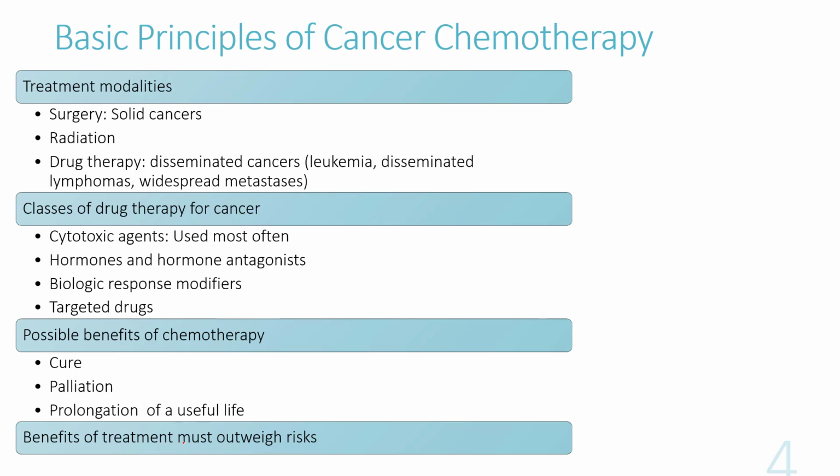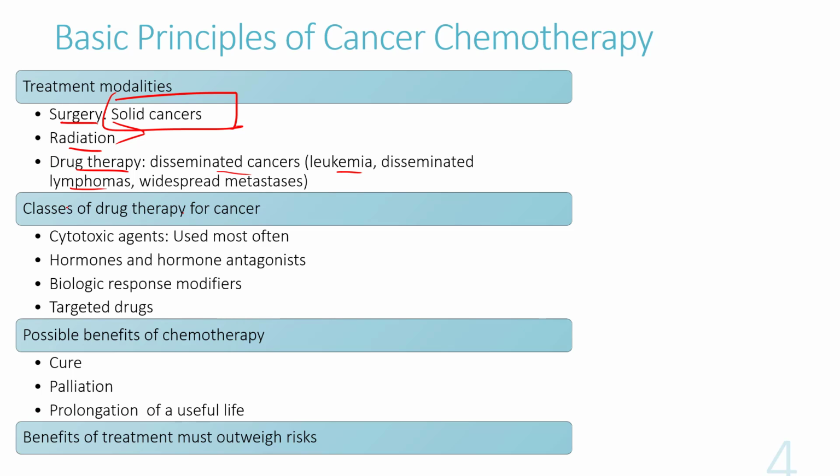So, just some basic principles of cancer chemotherapy. First of all, I wanted to look at treatment modalities. So there's surgery and radiation. Usually surgery and radiation are done back to back, surgery being the first step and radiation being the second. And these are usually used to treat solid cancers. So the solid cancers are your breast cancer and so on that are listed in the previous slide. And then you've got drug therapy or chemotherapy.